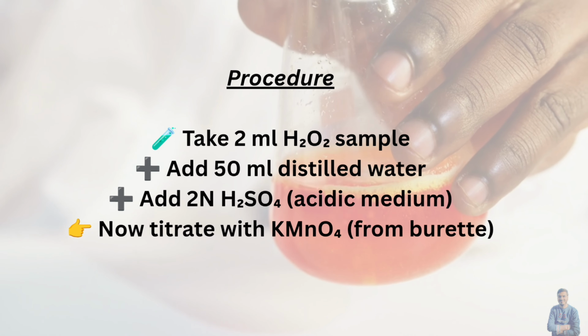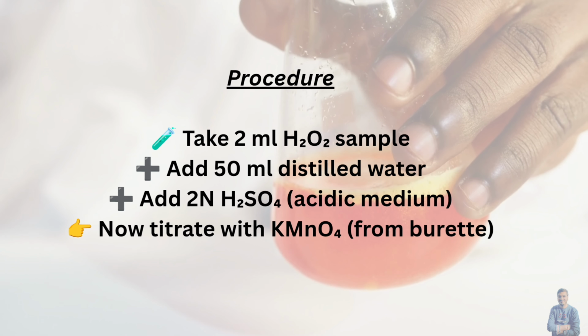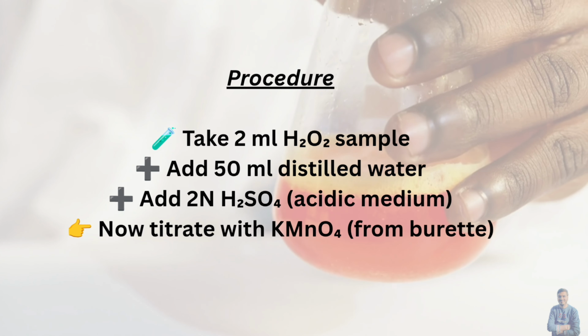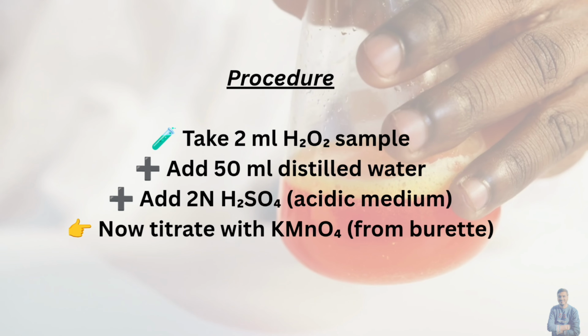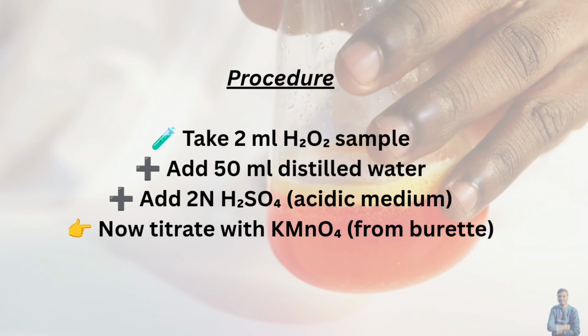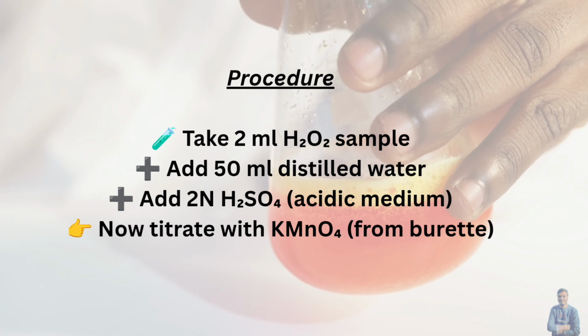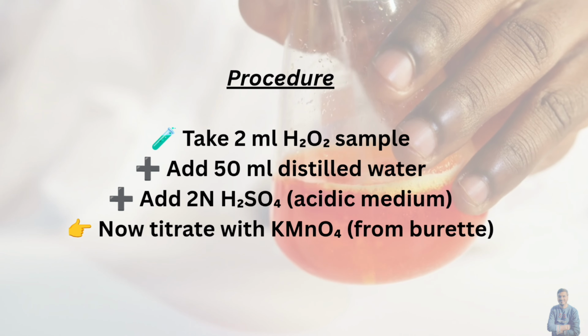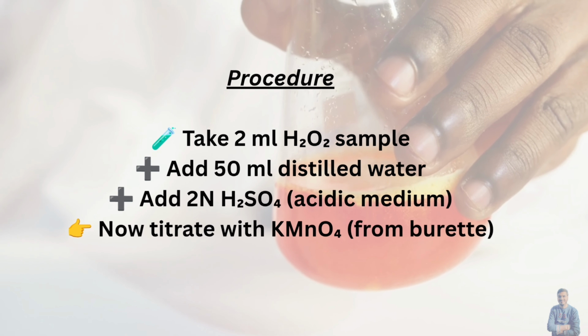As we slowly add KMnO₄ to H₂O₂, something exciting happens. The purple color starts to fade. Why? Because the KMnO₄ reacts with H₂O₂ and gets reduced, turning from purple to a colorless or light colored solution. This change tells us we have reached the end point of the reaction.